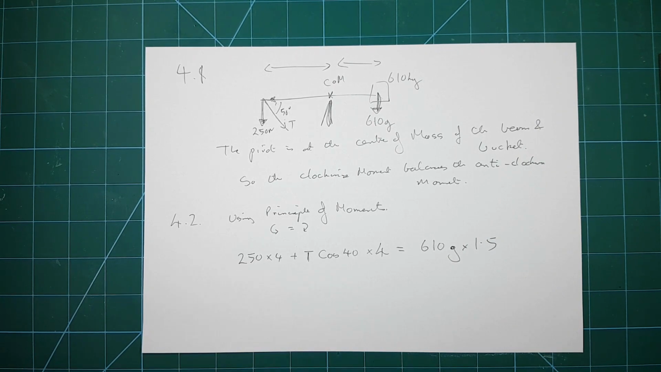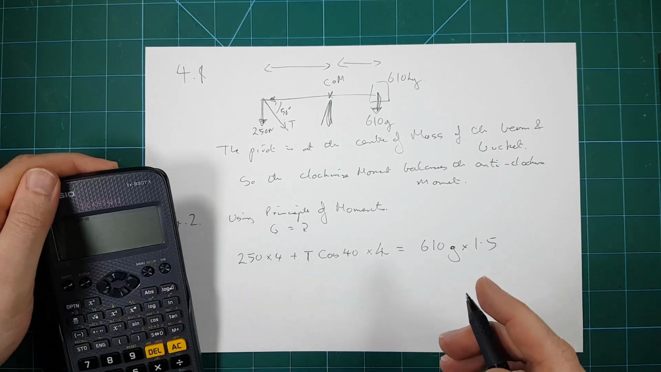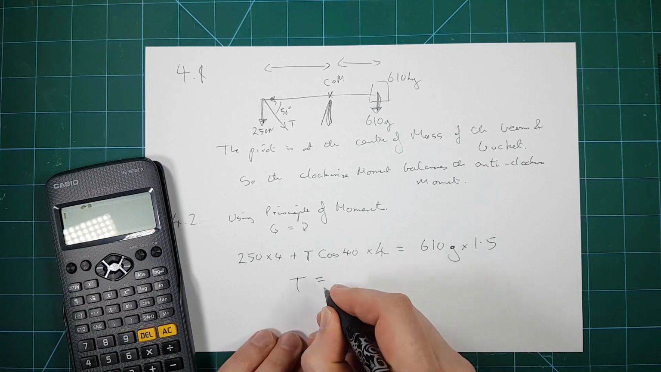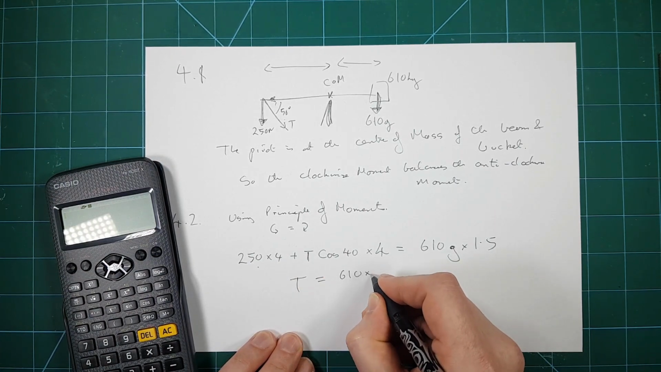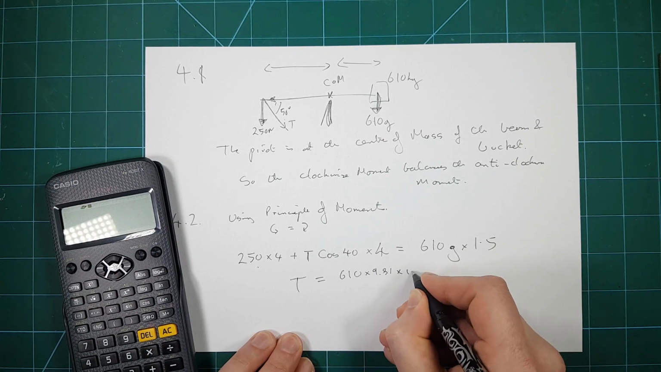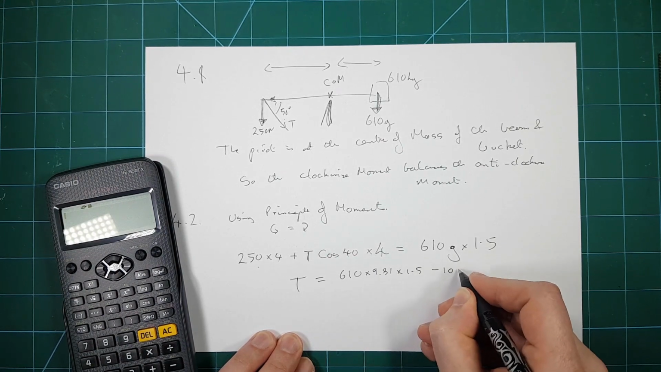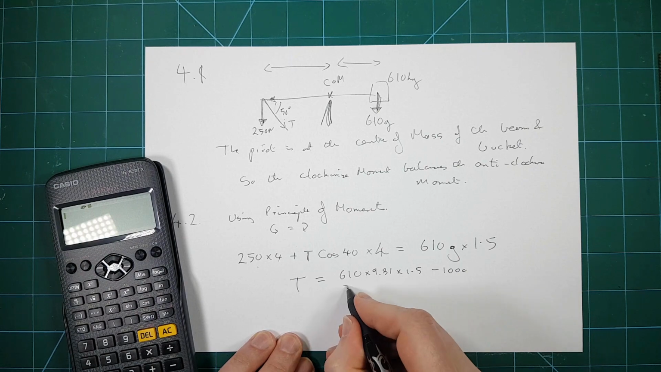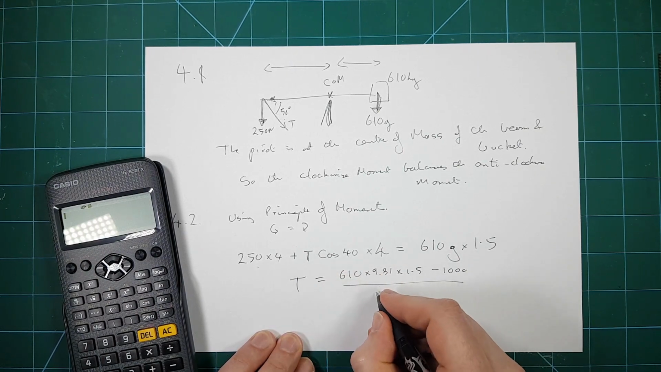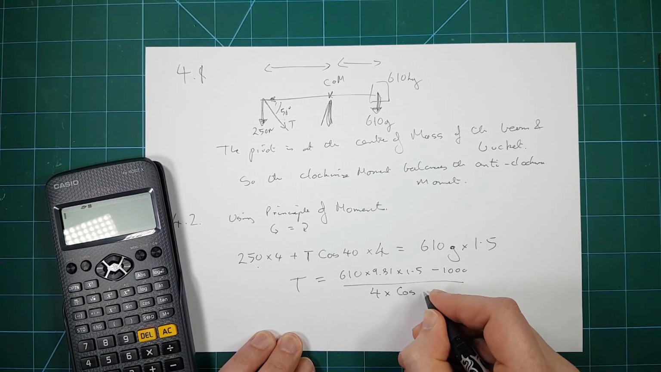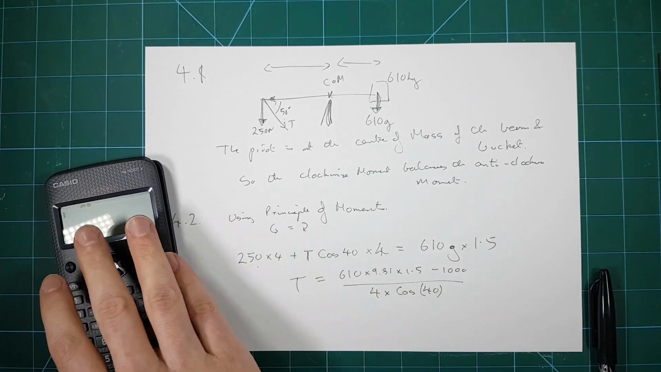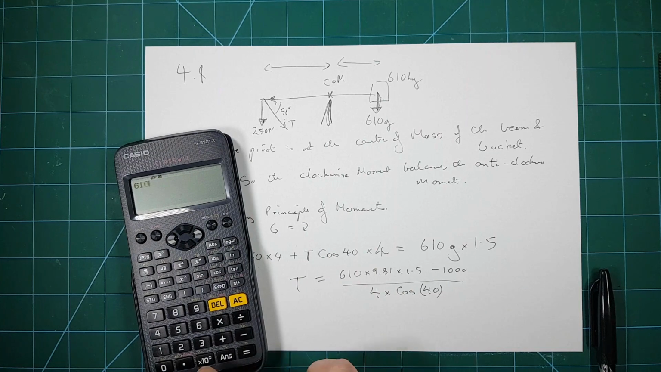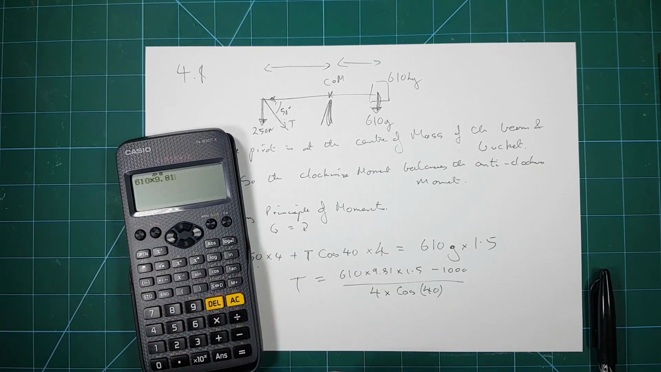Right, so now we need to solve that for T. So we have T is equal, that's 1,000, so 610 times 9.81 times 1.5, take away 1,000, moving that over there, and then dividing that all by 4 times cos of 40. Okay, so you could do this in smaller steps. I'm just going to do it all in one go.